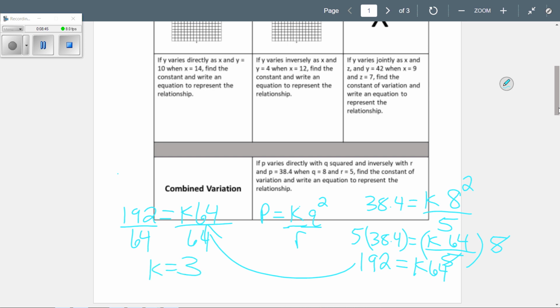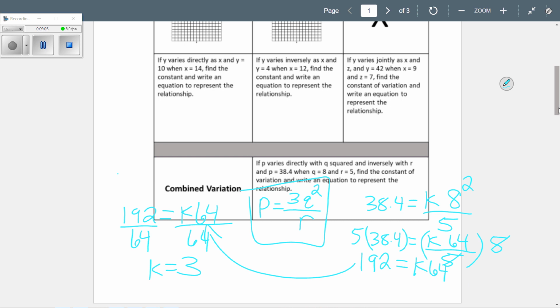So now we're not done yet. I'm going to now write our correct equation. Remember, it says write the equation to represent the relationship, and that is p equals, the constant we found was 3, so it just gets plugged in. So instead of writing k, write 3 q squared over r, and we're done.